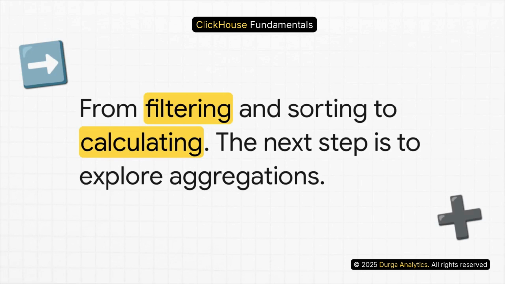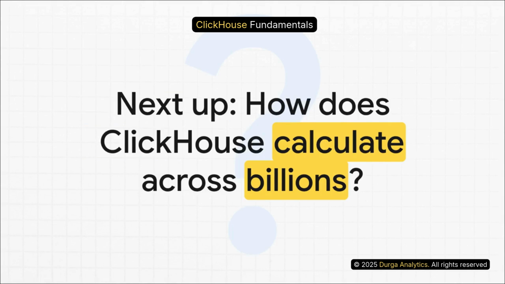So we've gotten really good at finding the exact data we need and organizing it efficiently. What's the next logical step? Well, it's actually doing some calculations on it. We figured out how to isolate the data. Now it's time to learn how to analyze it. And in our next chapter, that's exactly what we're going to explore. We'll dive into the fundamentals of aggregation, looking at functions like count, sum, and average. We'll see how ClickHouse's architecture lets it perform these calculations at unbelievable speeds.